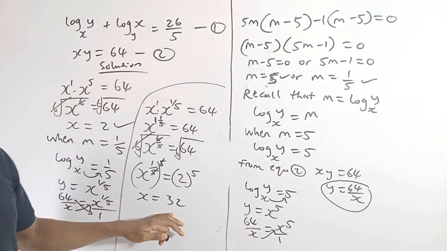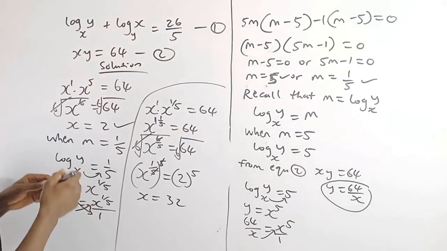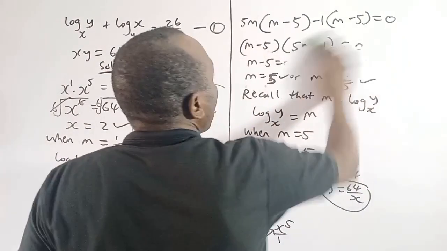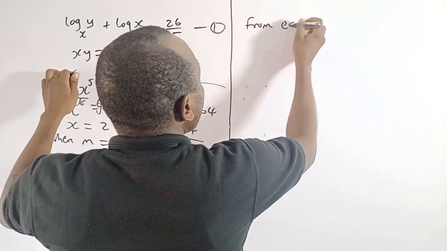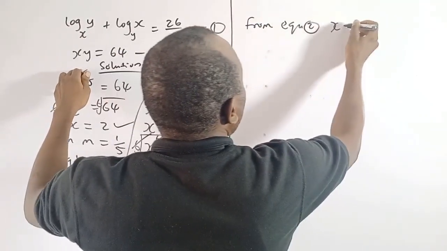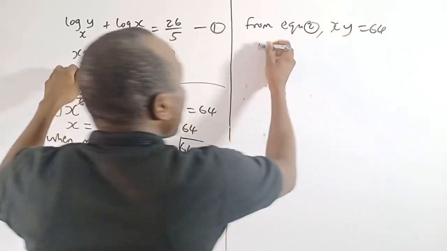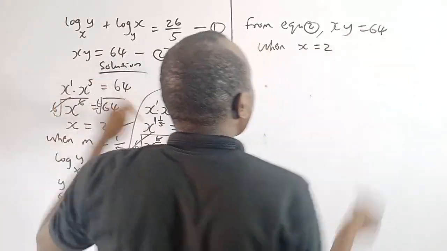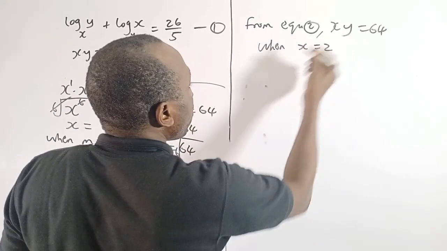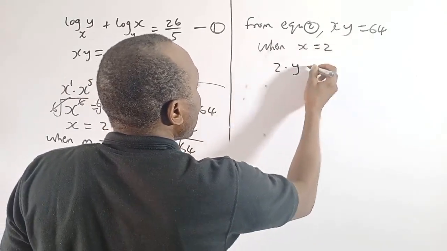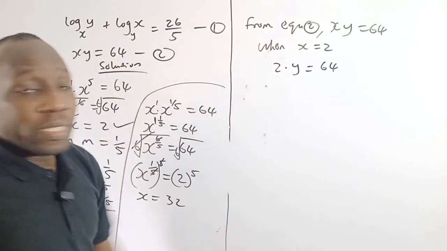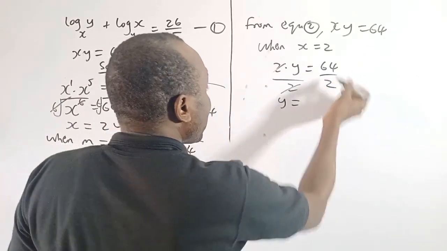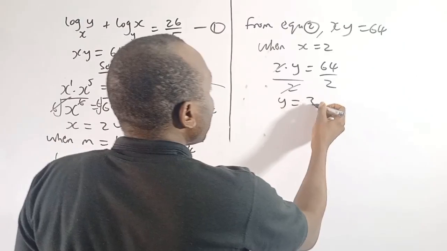Now we've gotten the two values of x, which are 2 and 32. What about y? It's easy. From equation 2, we have that x times y is equal to 64. So when x is equal to 2, let's get the value of y. That would be 2 times y is equal to 64. Divide both sides by 2, 2 cancels, and y is equal to 64 divided by 2, which is 32.